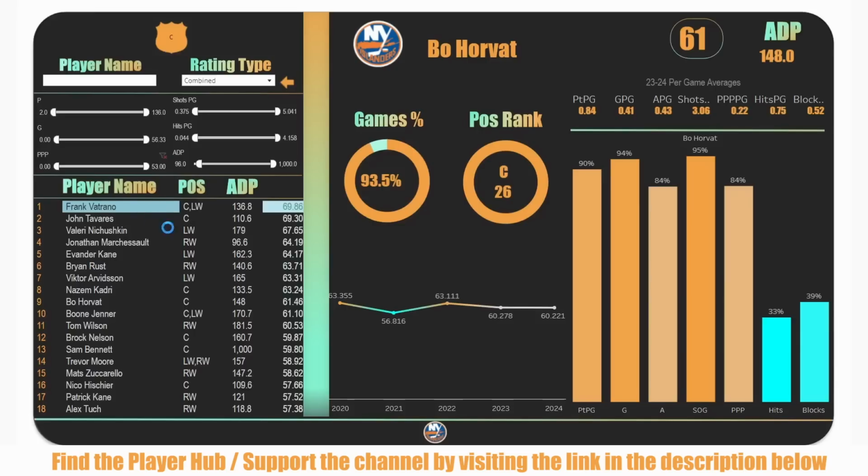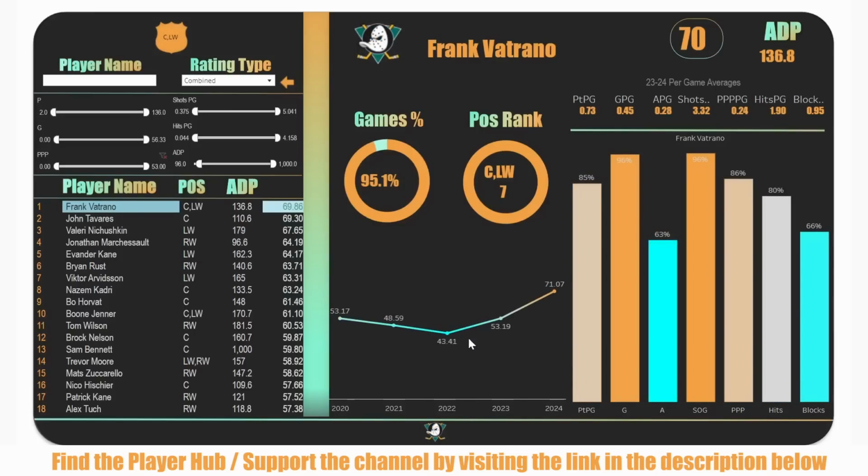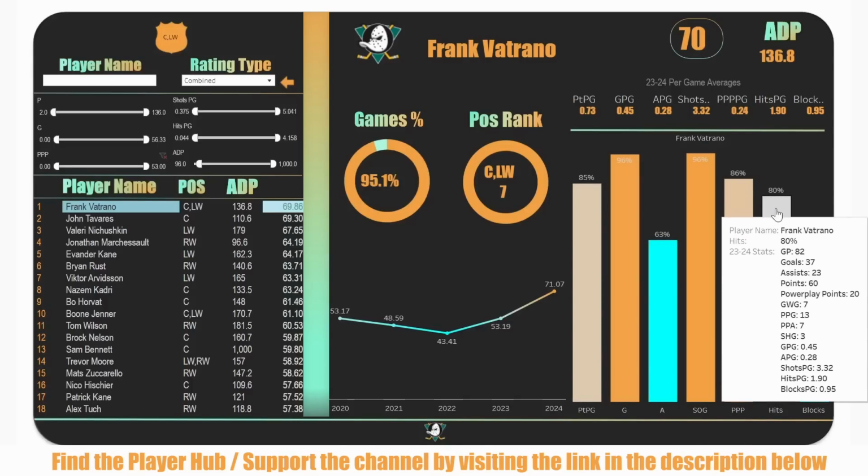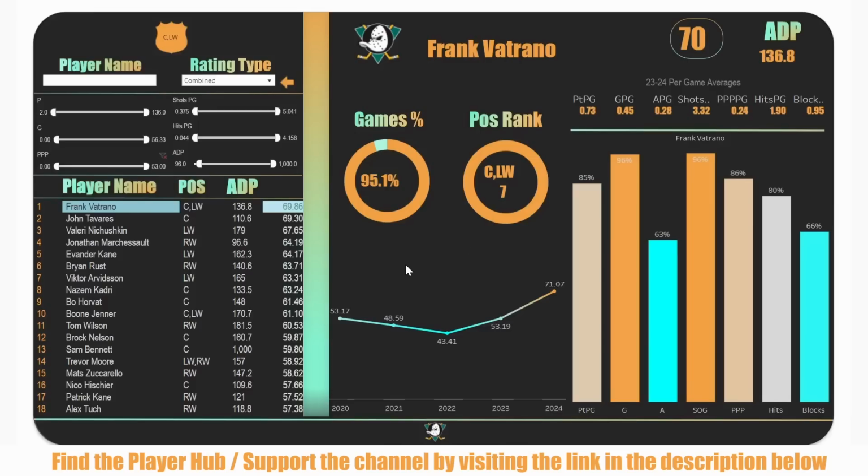Now, I do want to just quickly shout out Frank Vatrano. He is due for regression just based on the fact that he rocketed up to this 71 range last season. Excellent goal scoring volume, 37 goals last year, 3.32 shots per game, and he gets some hits as well. So quickly want to shout him out.